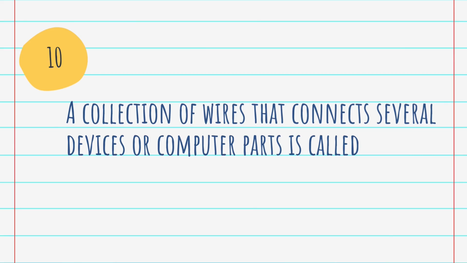Question number 10. A collection of wire that connects several devices or computer's parts is called. Answer is system bus. A system bus is a single computer bus that connects the major components of a computer system, combining the function of a data bus to carry information, an address bus to determine where it should be sent or read from, and a control bus to determine its operation.